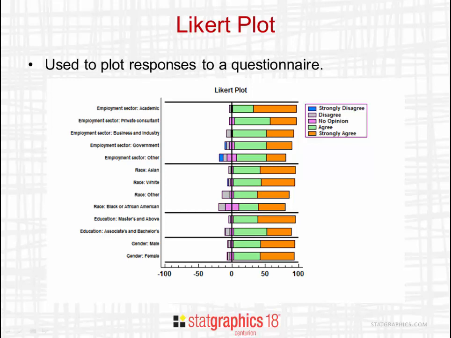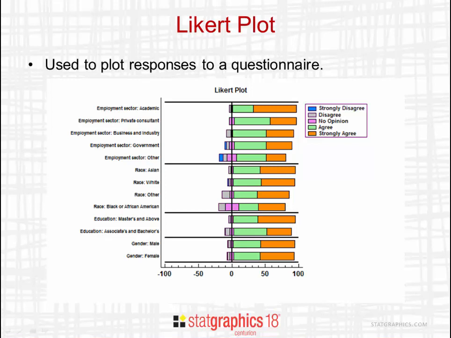This Likert plot divides respondents according to various categories. They're broken down by employment sector, by race, by education, and by gender. Each row of the plot shows the percentage breakdowns at each step of the Likert scale. Each bar is centered such that the zero value goes through the middle of the no opinion section.